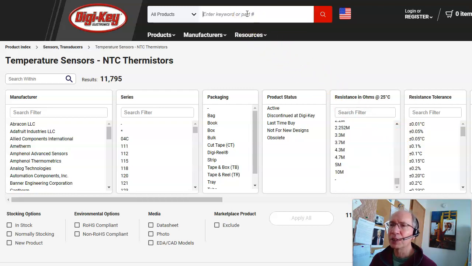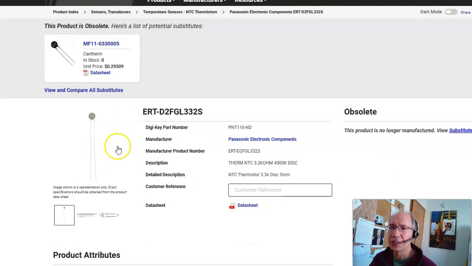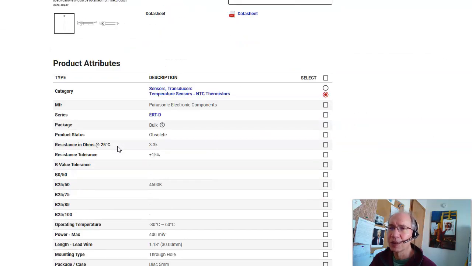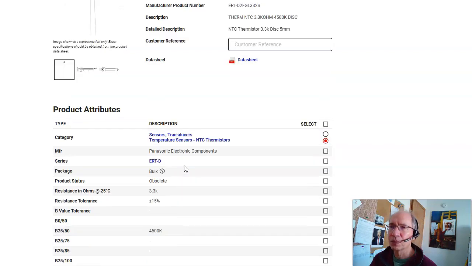Type in a very specific thermistor. So here I'm going to search for this part number. And here it is. This is what it looks like. Cost 29 cents each. 0 in stock. DigiKey is kind of nice. They summarize it. The two numbers we want are 3.3 kiloohms at 25 Celsius. And here's the B number, 4,500 degrees Kelvin. Again, this is lower k, 1,000. This is capital K, Kelvin. Causes some confusion. That's all you need.